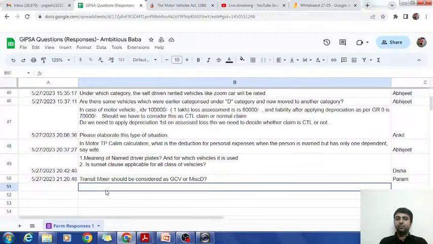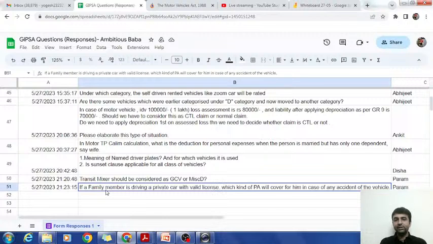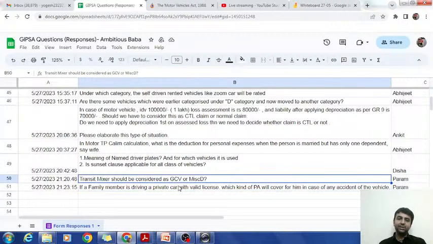Okay. Generally, practically what we do is we consider it as a GCV. Why GCV? Because the premium ratings are higher for a GCV than a miscellaneous D. So it will be sometimes on the public roads also. So that is the reason we take it generally as a GCV. You can take it as both. The tariff says you can write it as a goods carrying vehicle, or you can also write it as a miscellaneous D class. So the answer to your question is you can take it in both the ways.